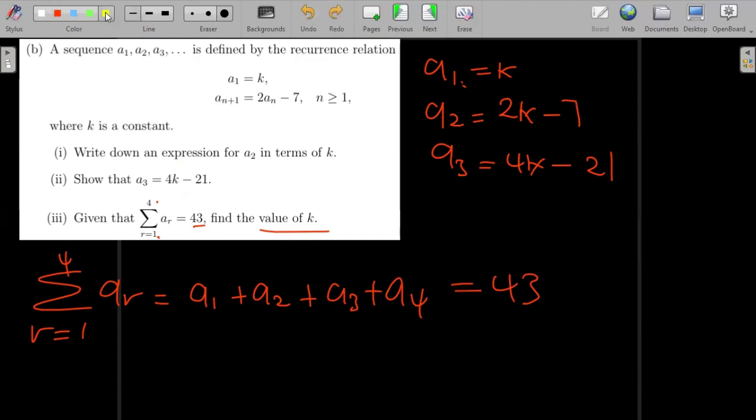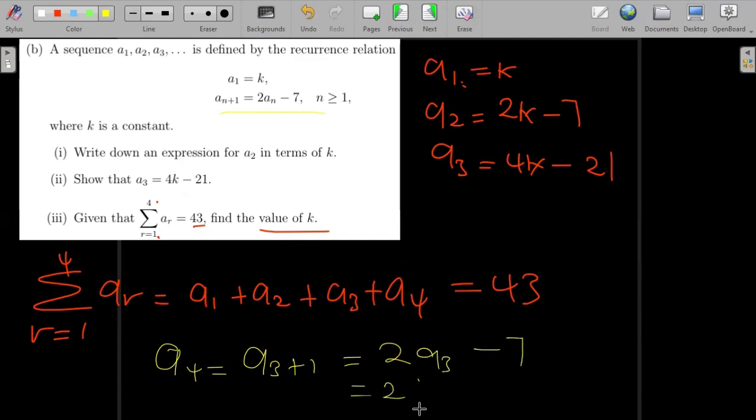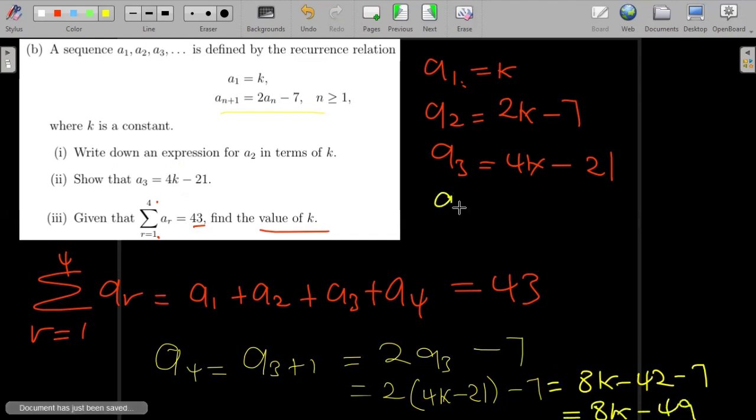So A4, we're going to use this formula. A4 is the same as A(3+1), which is equal to 2A3 minus 7. So this will be 2 times A3, which is 4K minus 21, minus 7. So this is equal to 2 multiplied by 4K, which is 8K, and then 2 multiplied by minus 21, that will be minus 42, then minus 7. So this will just be 8K minus 49. So A4 will be equal to 8K minus 49.